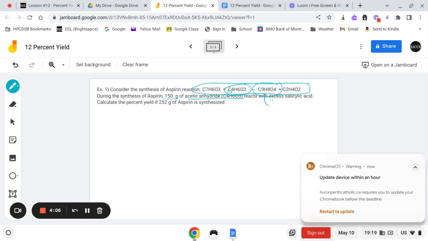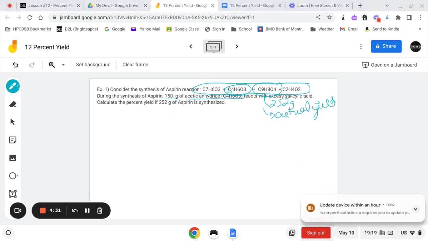And so this 252 grams is the actual yield, okay? So see how they're giving you that value because we're not carrying out the reaction ourselves, but somebody is. And so we need to know, well, how much aspirin did they actually obtain? And so what we're going to do is we're going to calculate the percent yield of this reaction.